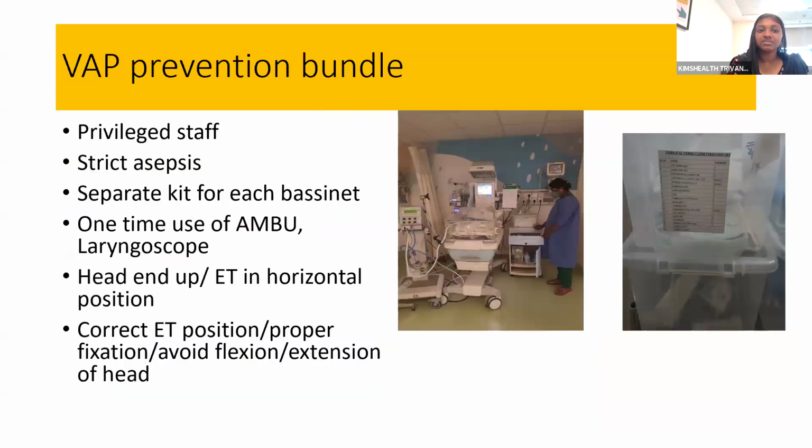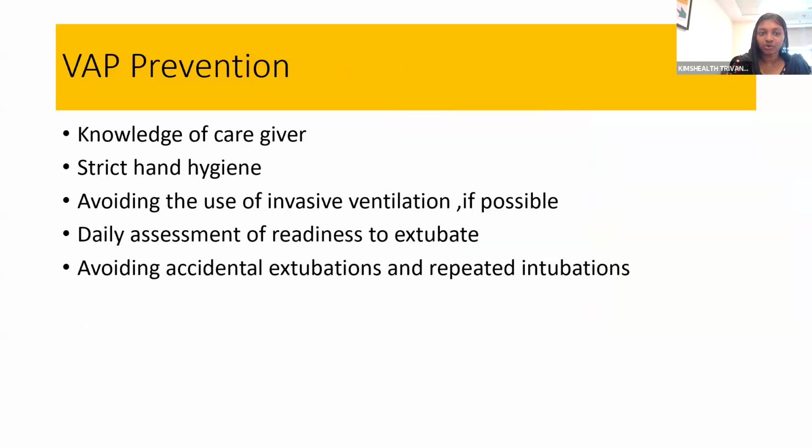Next is the VAP prevention bundle. Privileged staff, strict asepsis, and a separate kit for each baby. Only single-use Ambu bags and laryngoscopes should be used. Keep the head end up, with the endotracheal tube in a horizontal position. Correct ET fixation. Avoid head position changes, that is flexion and extension of the head. This can decrease ventilator associated pneumonia.